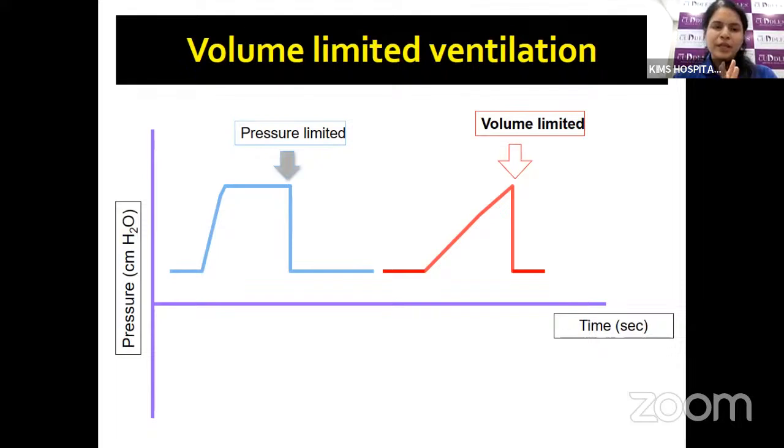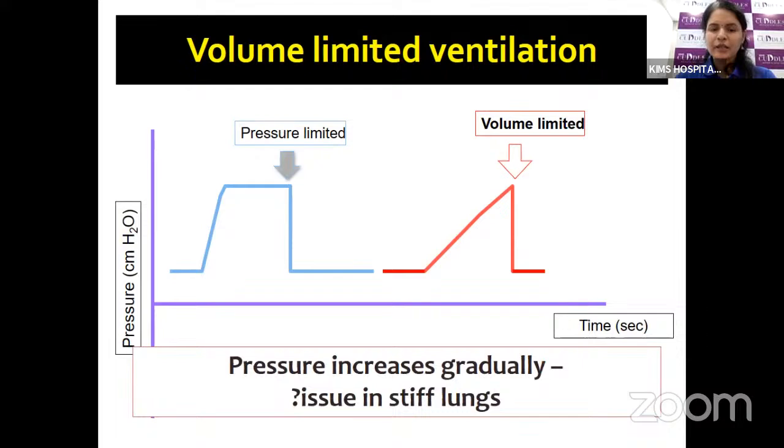One is, if you look at the pressure scalar in a pressure limited versus volume limited breath, we will find that the rise to peak pressure is relatively slow in a volume limited breath. This is probably because of the stiff lungs or poorly compliant lungs. So when you're trying to achieve a certain tidal volume, the low compliance of the lung limits the ability of the rise in tidal volume, especially in the first few milliseconds of inspiration. As we all know, compliance is FRC dependent.